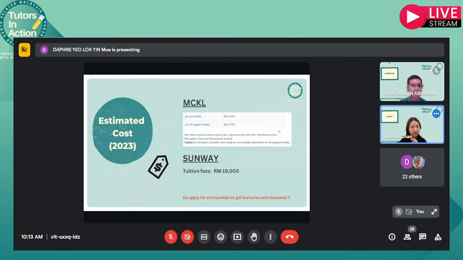And this is the estimated cost as of this year. I compared MCQL and Sunway because I think these are the two main institutions that offer OSMET. Of course, there are more institutions, but these are the most dominant institutions. So for MCQL, the cost ranges from about 14K to 18K, and for Sunway it is about 19K. But do apply for scholarships because you can get a lot of bursaries and discounts. I know that Sunway offers a lot of scholarships as well, and it would greatly reduce your college fees. So yeah, do apply. Next.